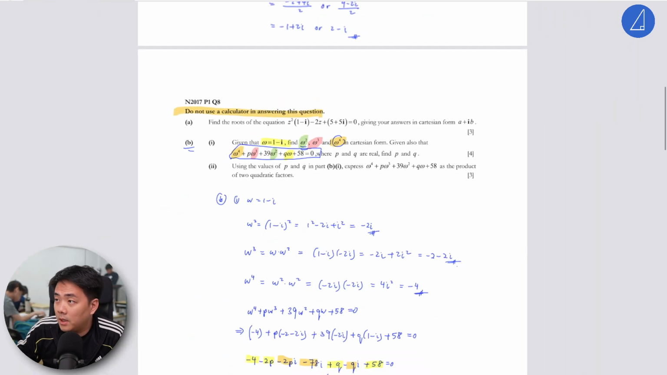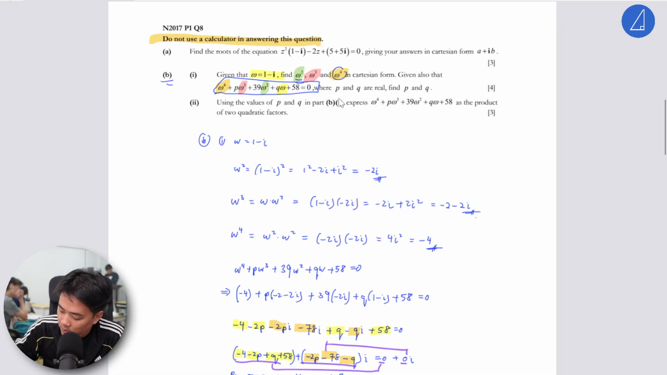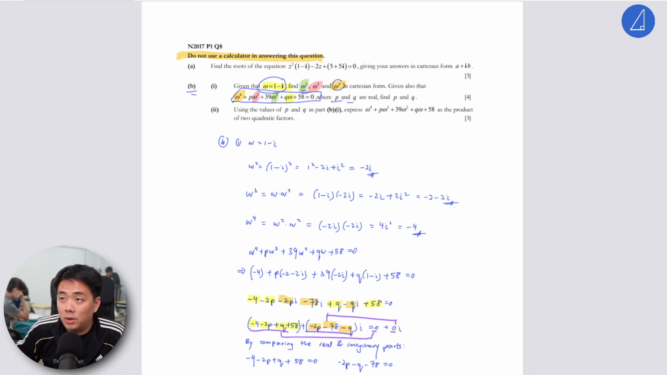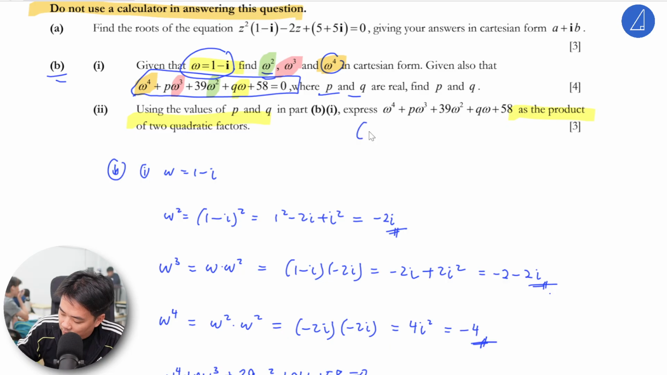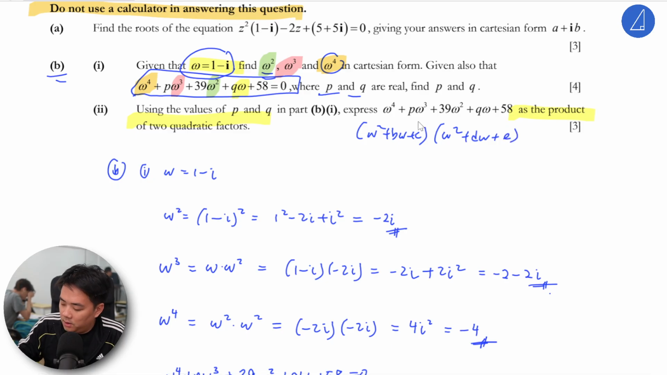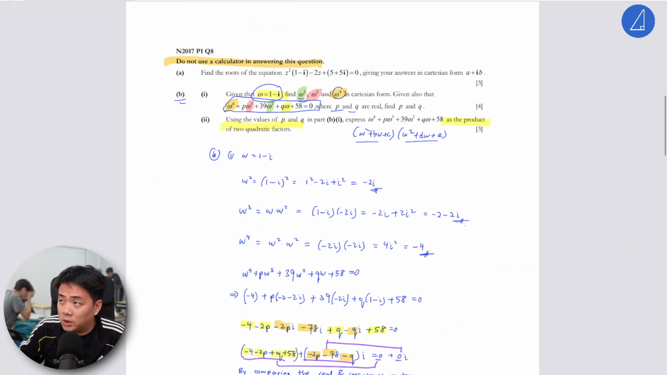Now look at b part 2, using the p and q, because p and q are real. Essentially, if 1 minus i is a root, then 1 plus i is also a root, by the conjugate root theorem. Then you want to express it as the product of two quadratic factors, w squared plus bw plus c, and w squared plus dw plus e. So we just find one quadratic factor first, then we do a long division. I think that will be easiest.